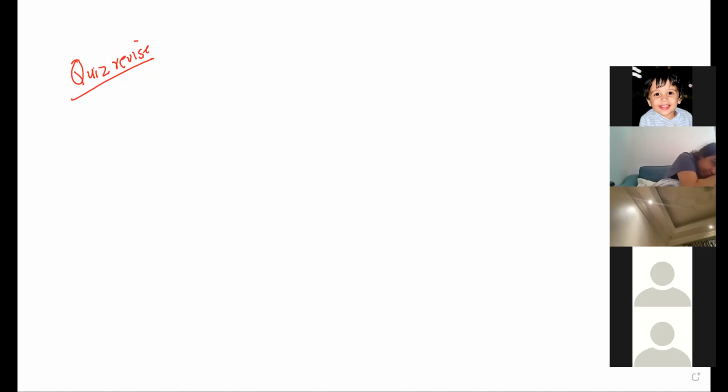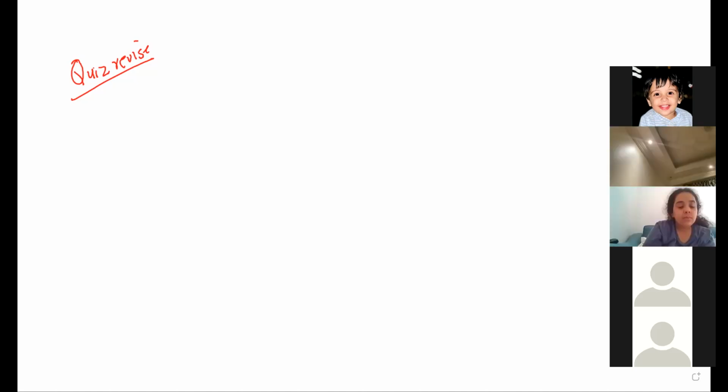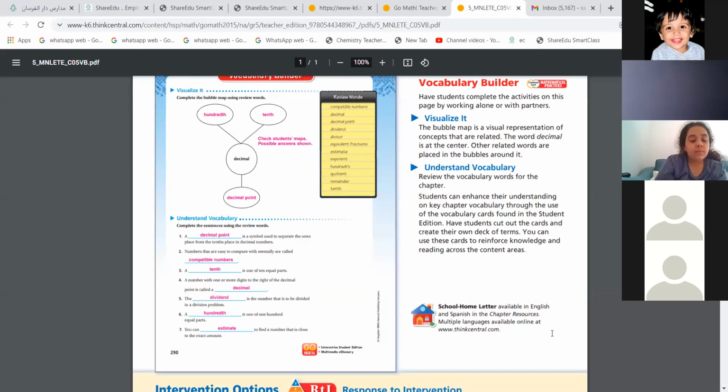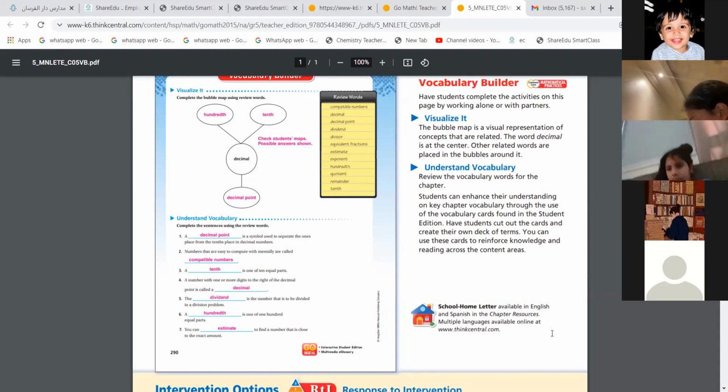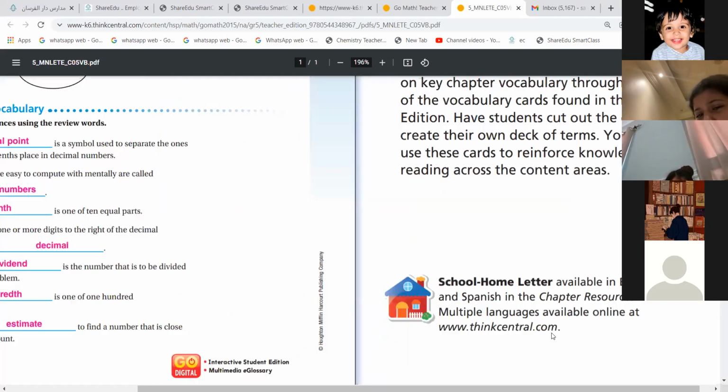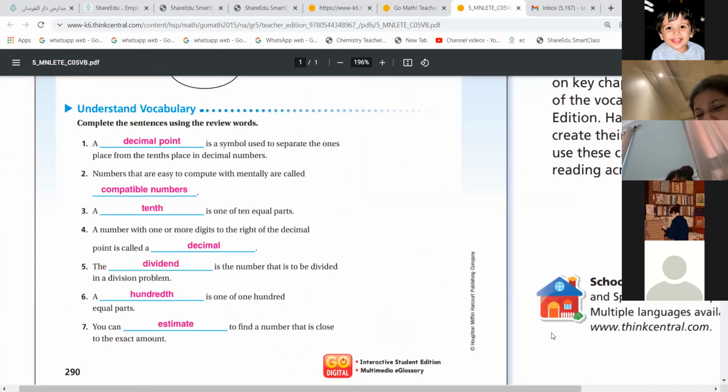What is a symbol used to separate the ones from the tenths place? Teacher, what page did you say? Page 290. What can you see on the screen? I can see the vocabulary page.